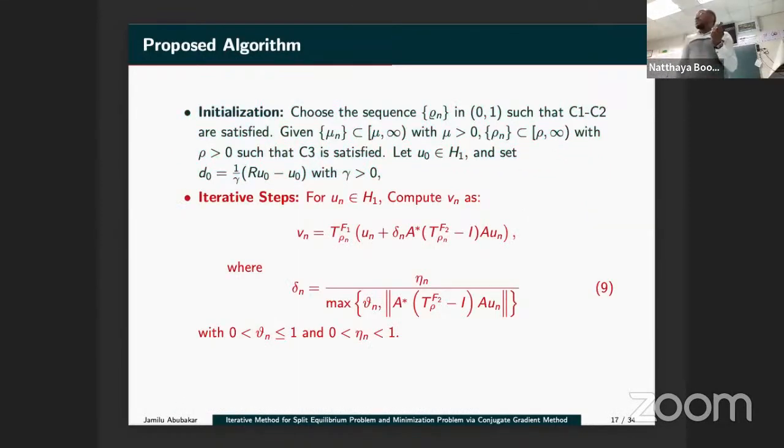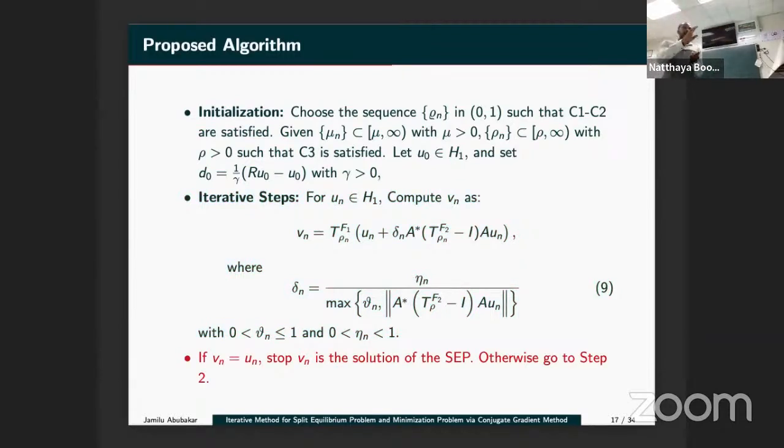So now for the iterative step, given U_n, we want to compute V_n as given by this. Remember, this is the proximity operator that we've introduced. And now delta_n here is given by this. This is a kind of self-adaptive step size. In the literature, remember I mentioned some work, most of the other step sizes there are fixed step sizes, which depend on some factor, maybe on the Lipschitz constant. But here we define it in such a way that it will be self-adaptively updated from the algorithm, and it's given by this. And V_n are coming from this interval, and this eta_n from this.